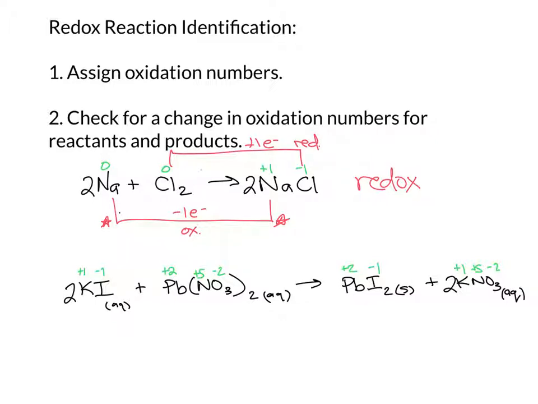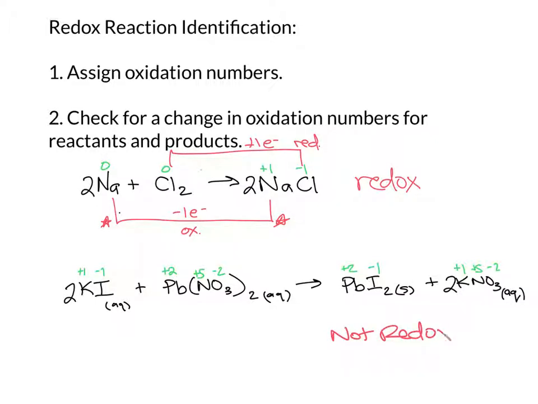If we take a gander at potassium, potassium is +1 on the left, +1 on the right. Iodine is -1 on the left. It's also -1 on the right-hand side of the arrow. Lead is +2, lead is +2. Nitrogen is +5, nitrogen is +5 on the right, oxygen is -2, oxygen is -2. And what we see here, guys, is that there is no change in the oxidation states for any of the species on the left or right-hand side. So in this case, we know that this reaction is not redox.